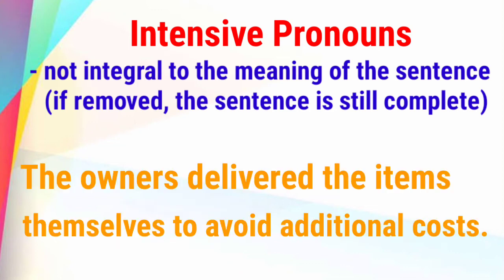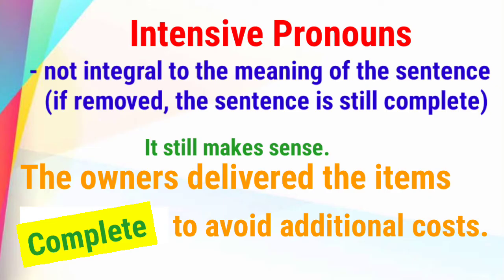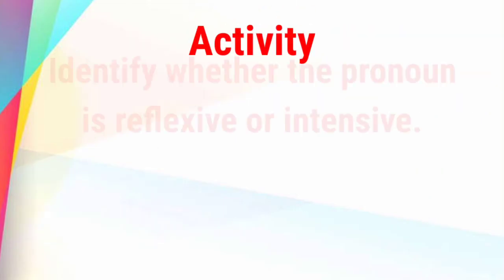Another example. The owners delivered the items themselves to avoid additional costs. Now, let's remove themselves. It is now, the owners delivered the items to avoid additional costs. See, the sentence still makes sense and its meaning is still complete. Is it understood? Now let us have an activity.